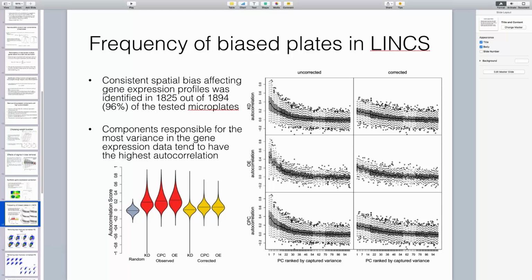In red, we have the autocorrelation before correction, in yellow we have the autocorrelation after correction, and in gray we see what we would expect on random chunks. We can see that especially in overexpression we have a very high average autocorrelation, and some genes have autocorrelation of 0.8, so they're really biased on the location of the plate.